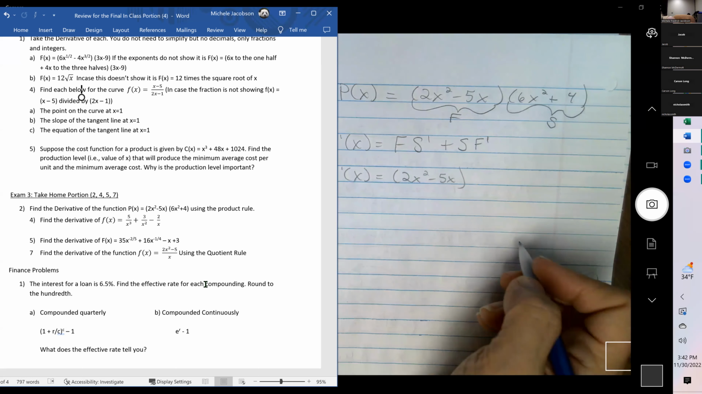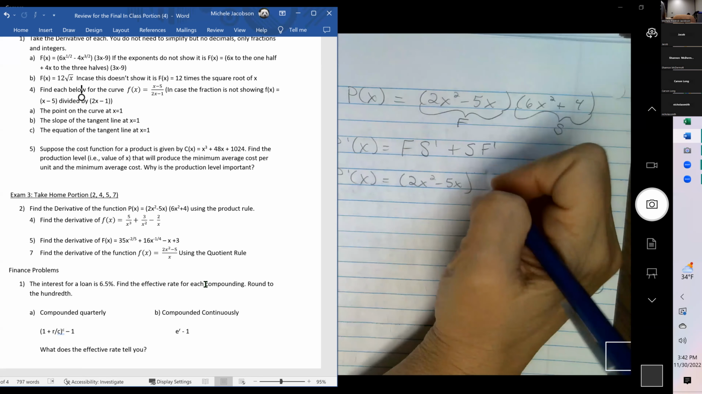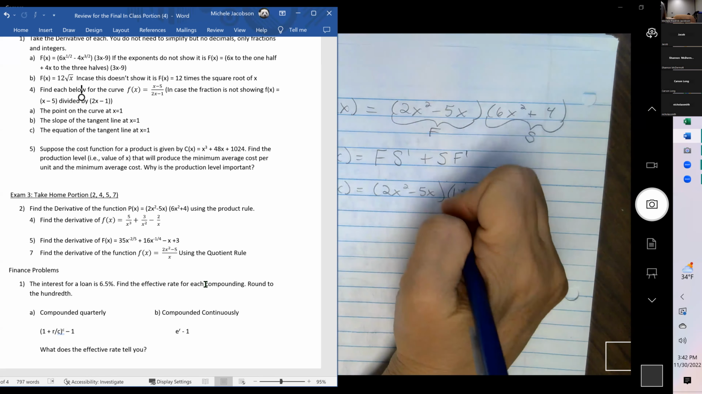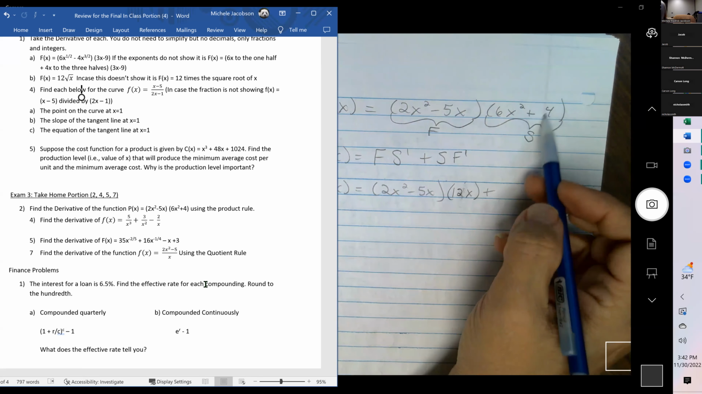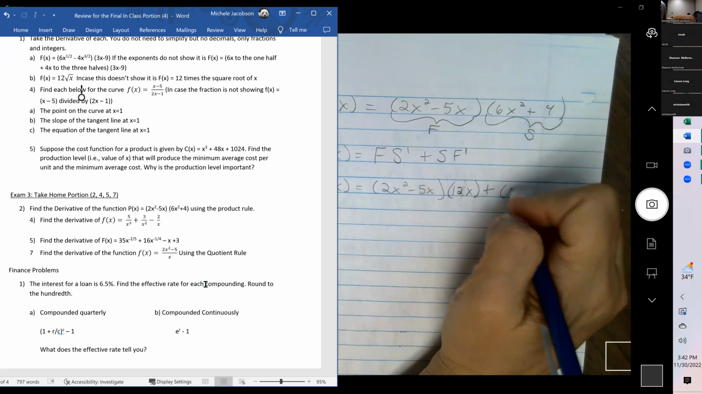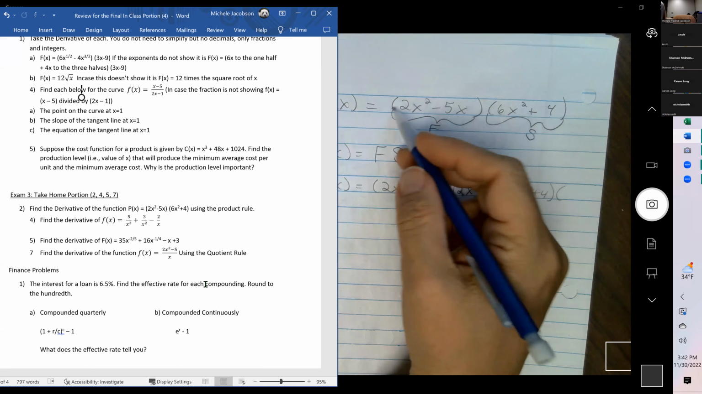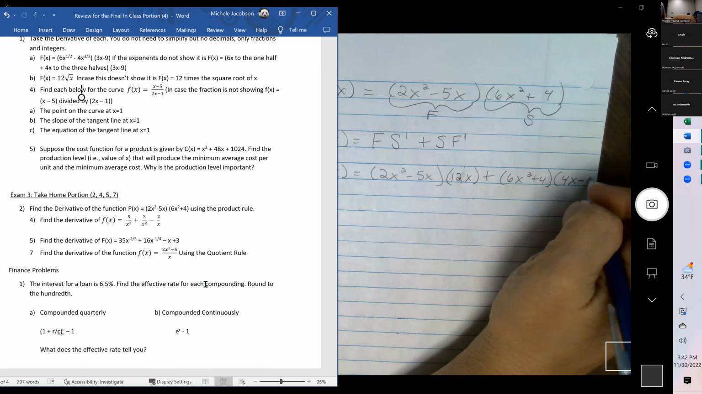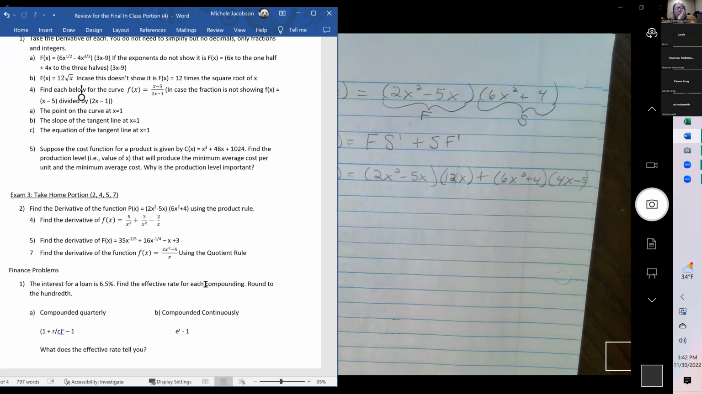So we write the first and we take the derivative of the second, which is 2 times 6, 12x to the first. And the 4 goes to 0. Plus the second times the derivative of the first, which is 4x minus 5. Any questions on that?